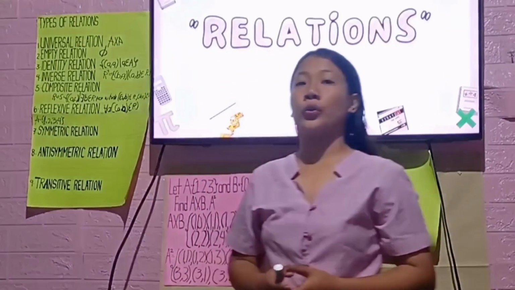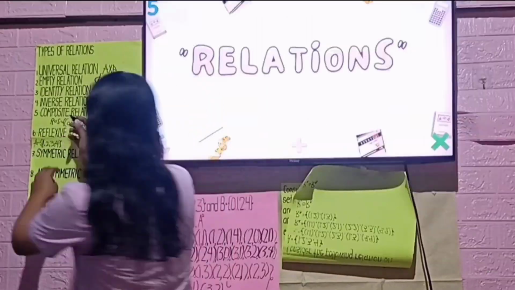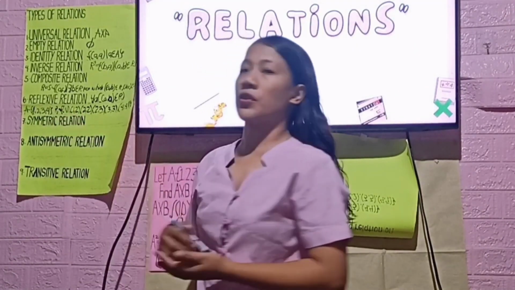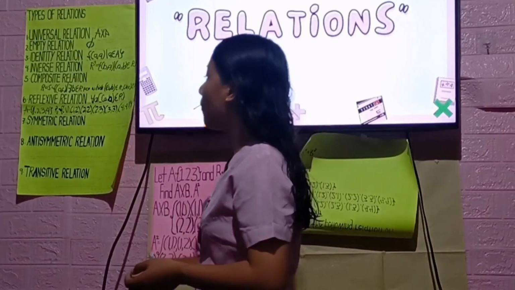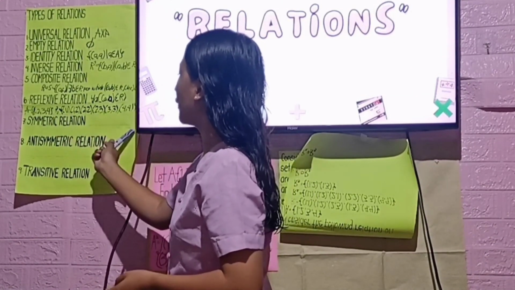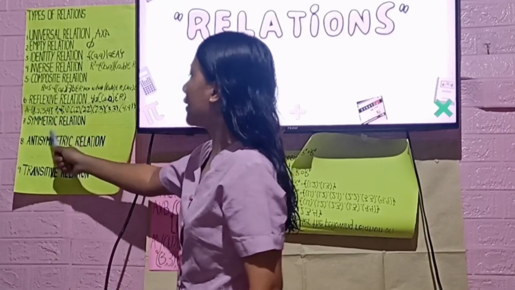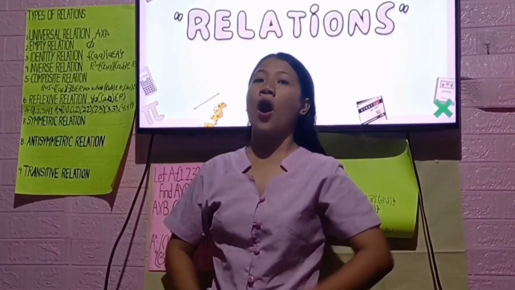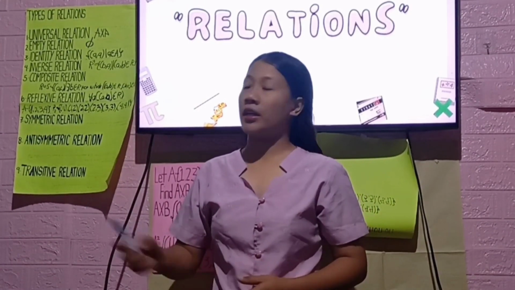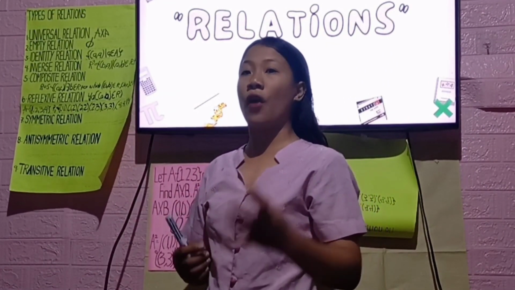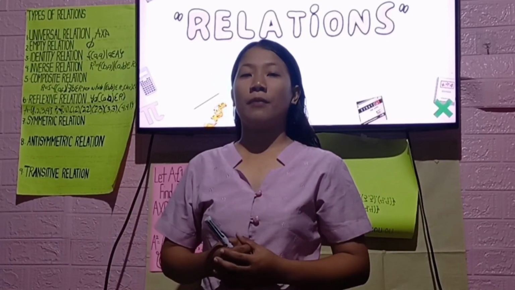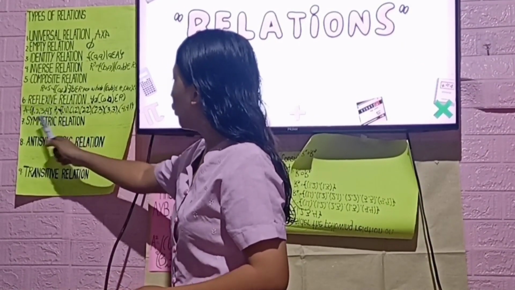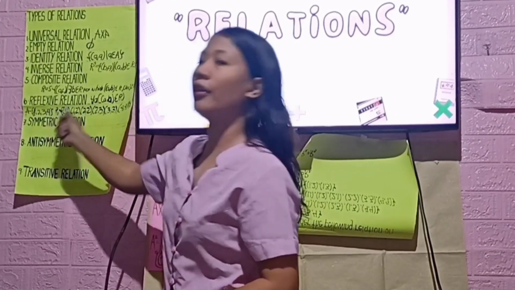So now we are going to have a reflexive relation on A, which consists of these elements 1, 2, 3, 4. In giving an example, relation R1 consists of these ordered pairs: 1, 1, 2, 2, 3, 3, and 4, 4. So relation R1 is reflexive because it contains all ordered pairs of the form A, A, for every element A in set A. R1 has 1, 1, 2, 2, 3, 3, and 4, 4.